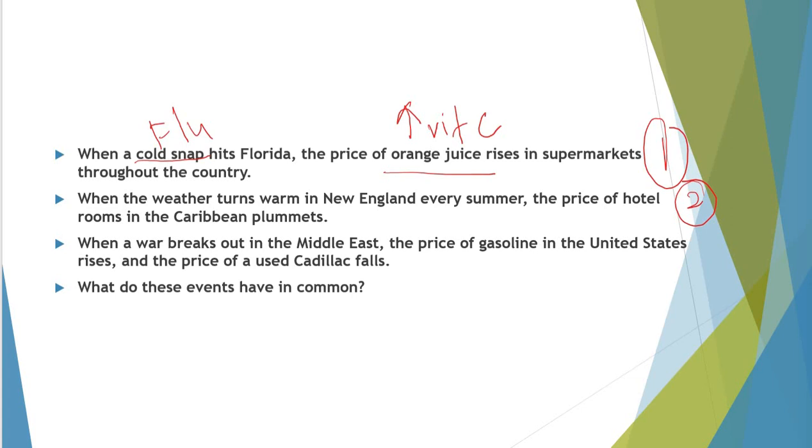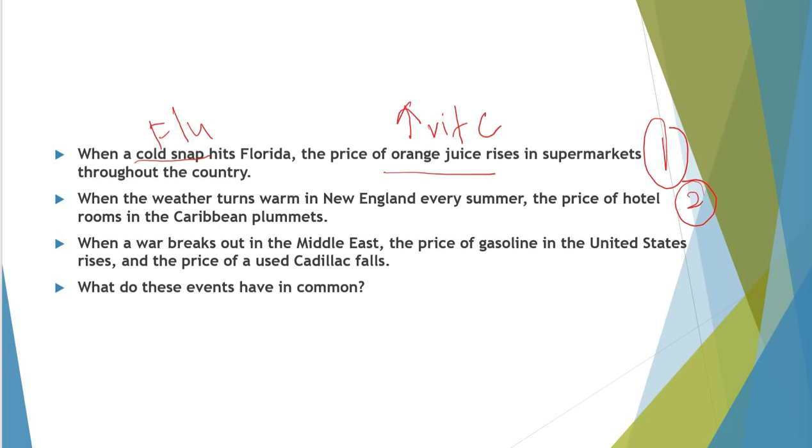The third situation is when a war breaks out in the Middle East, the price of gasoline in the United States rises and the price of a used Cadillac falls. The US refers to petrol as gasoline, while we refer to petrol as petrol. So when there is war in the Middle East, the price of oil in the US goes up. Then the price of a second hand Cadillac falls.